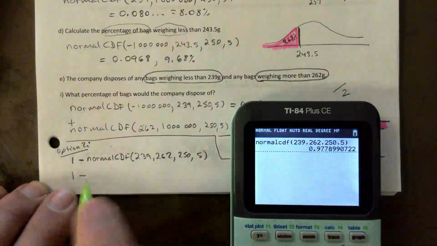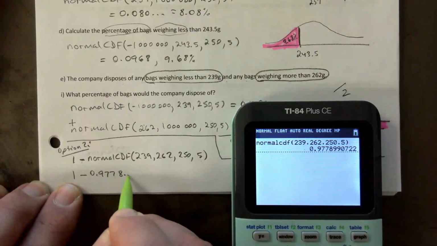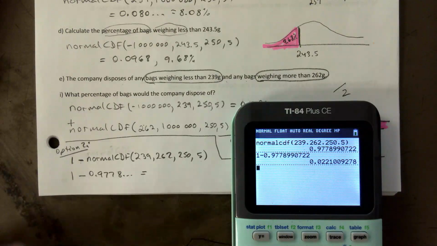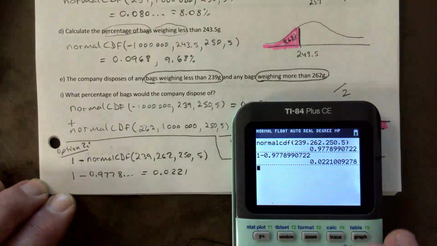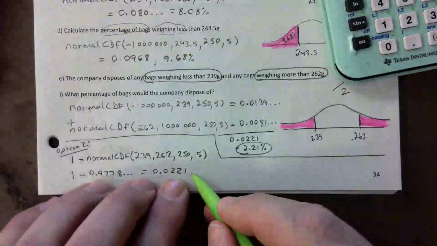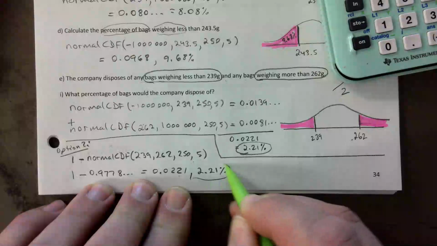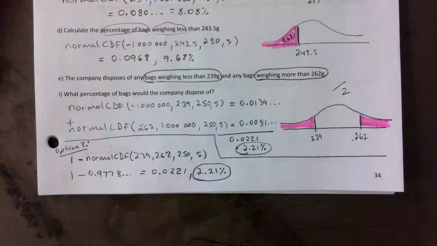That is 0.99778, and that keeps going. So I'm going to go 1 minus on my calculator, copy, paste, and that is 0.0221. And that translates to 2.21%. So regardless of how you did it, you get the same answer.